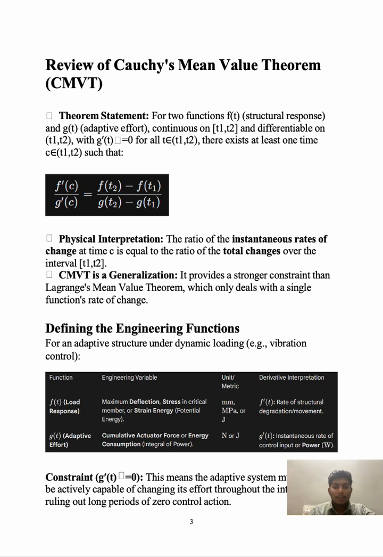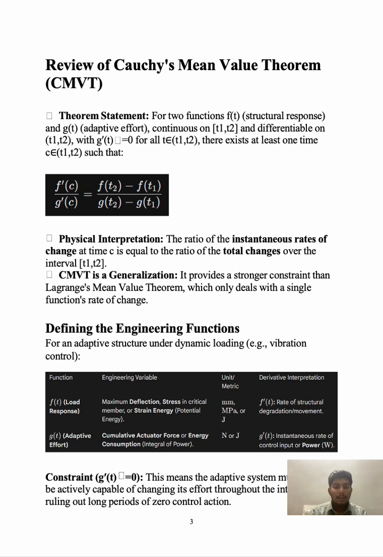The theorem states that if we have two functions, f of t representing structural response and g of t representing the adaptive control effort, both continuous on the interval t1 to t2 and differentiable within it, and if the derivative of g of t, g dash of t, never becomes 0, then there must be at least one point, called c, inside the interval where the following ratio holds: f dash of c over g dash of c is equal to f of t2 minus f of t1 over g of t2 minus g of t1.